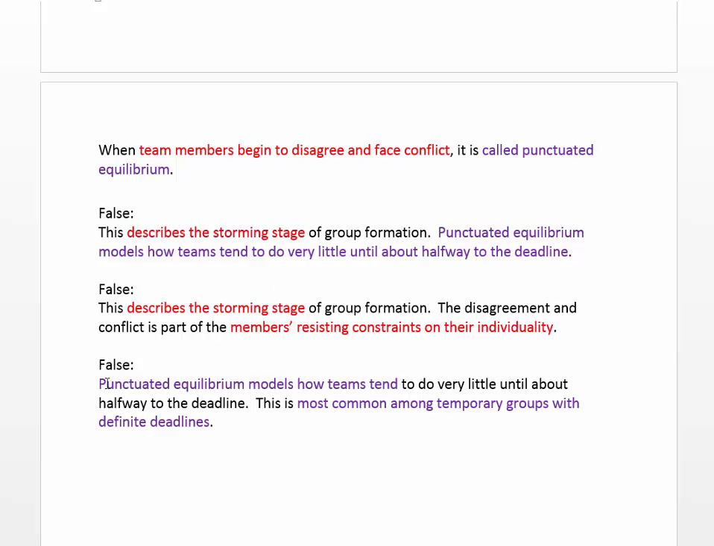So in the last example, I've ignored the red one altogether and gone with punctuated equilibrium. Punctuated equilibrium models how teams tend to do very little until about halfway to the deadline. Then I go on, this is most common among temporary groups with definite deadlines. I've shown that I understand this, even though I haven't touched on what the red is referring to.